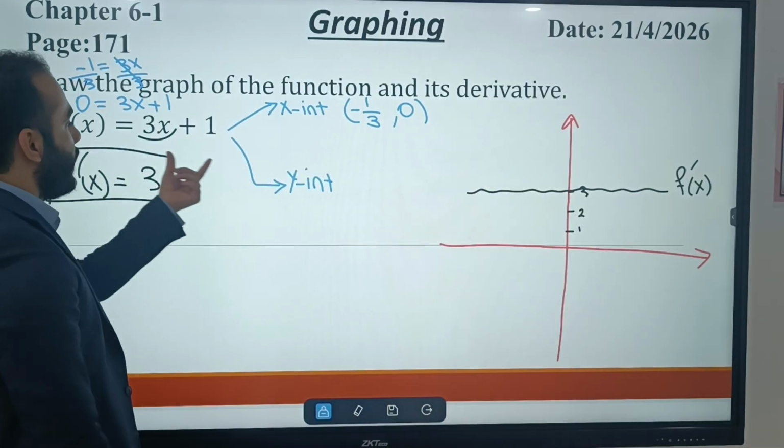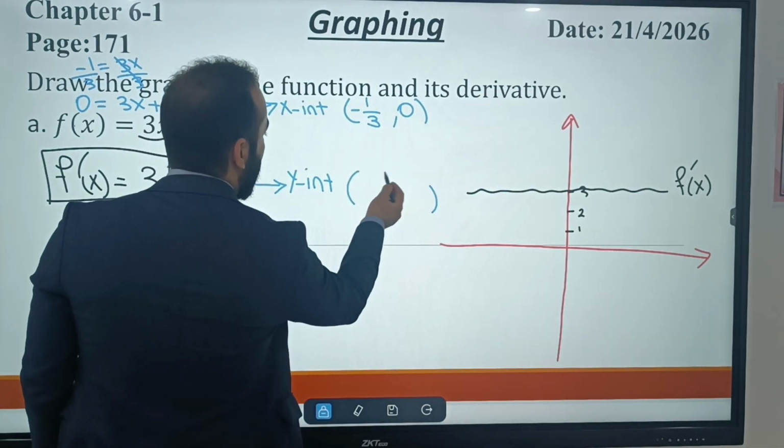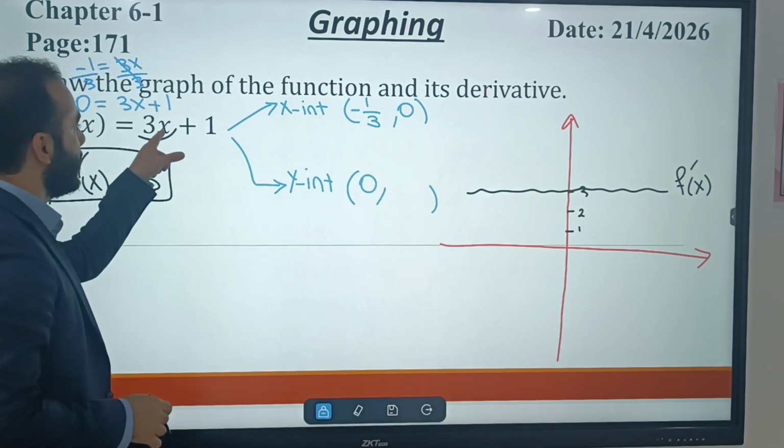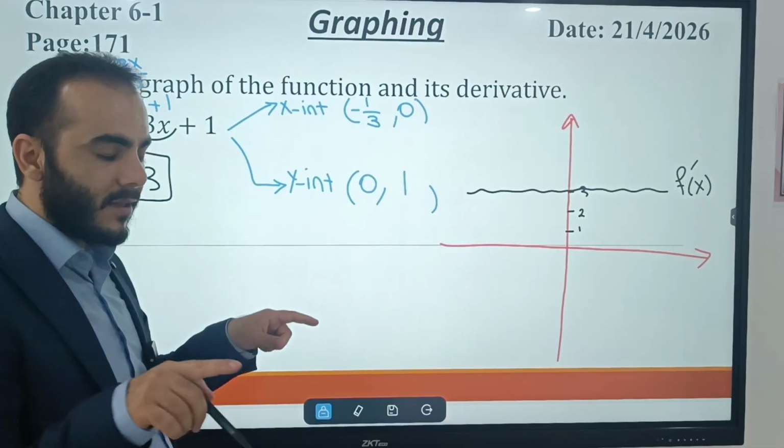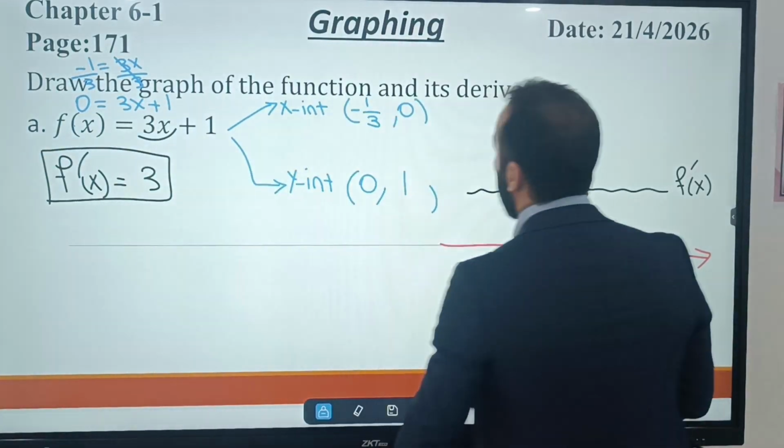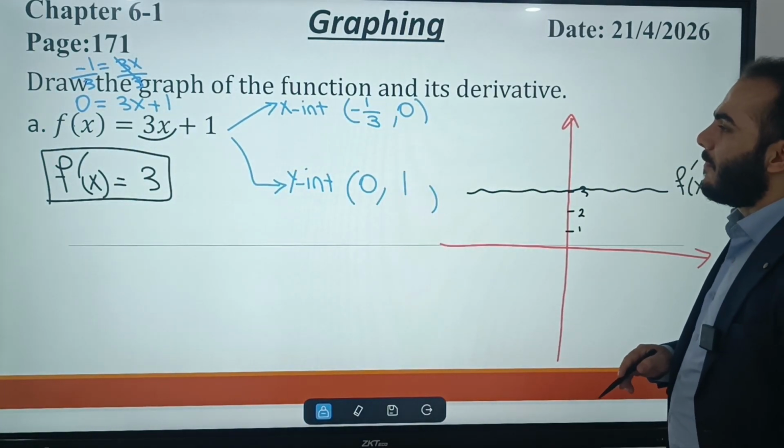And for finding y-intercept, we know that in y-intercept x is 0. So 3 times 0, 0, plus 1, 1. Plot these 2 points, connect them, join them. It's going to give you the graph of this function.